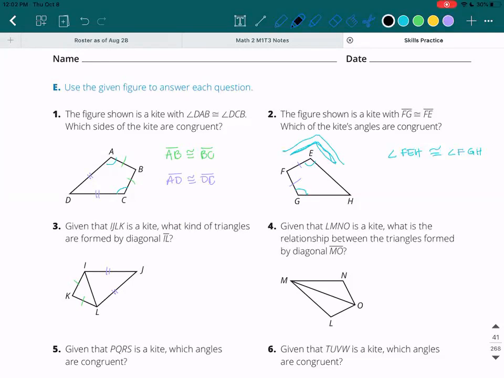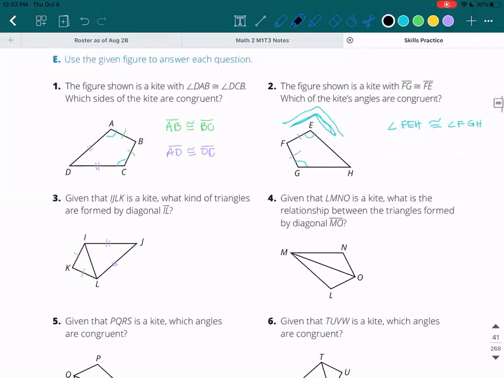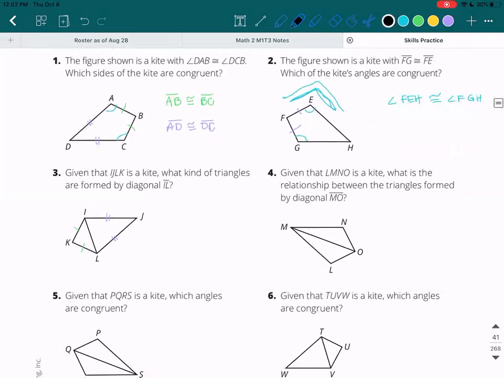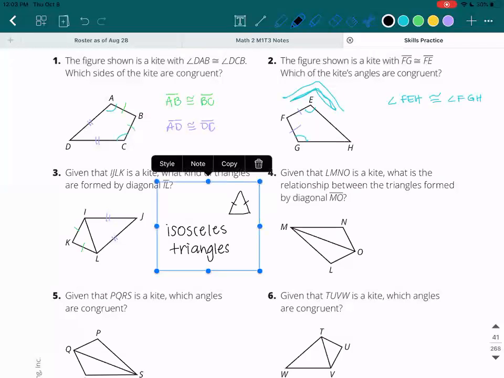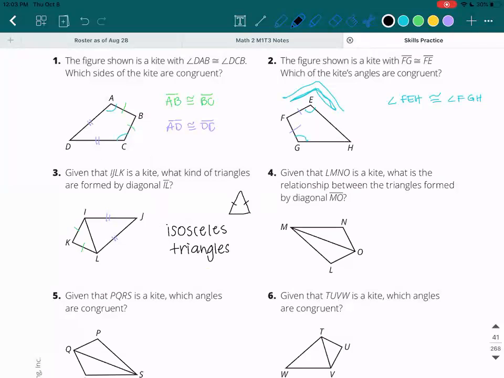You remember? Starts with the I. Isosceles. Yeah, isosceles triangles. Good. So an isosceles triangle is a triangle that has 2 congruent sides. And if you look at the 2 triangles that we have formed here, we have isosceles triangles.